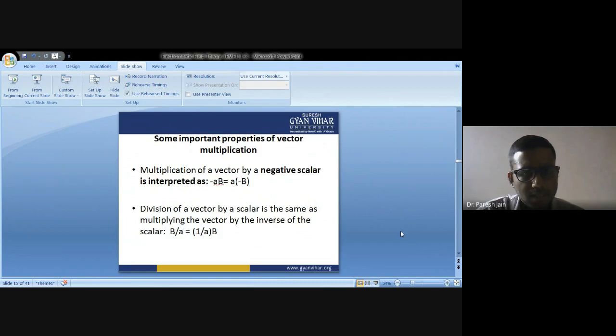And in the next section, multiplication of a vector by a negative scalar is interpreted as (-a)b equal to a(-b). So if the scalar is negative, then the direction of the vector changes, because we know that the vector shows the direction. A scalar does not show any direction, it produces only magnitude.